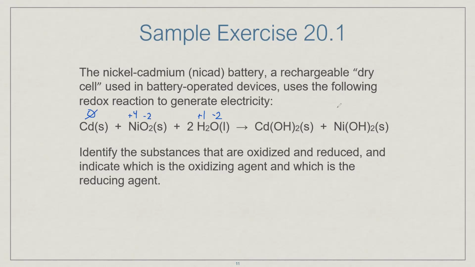And then when we go to the other side, there's a couple ways we could approach this. If we've got a polyatomic ion, we can just treat that as one whole thing. So with both of these, we've got hydroxide, which is going to be -1, but we've got 2 of them. So that means the cadmium is going to have to be +2 to balance it. And then the same thing for nickel, actually.